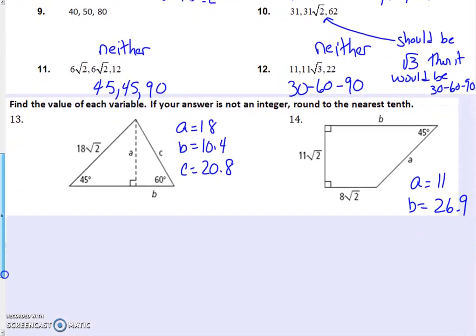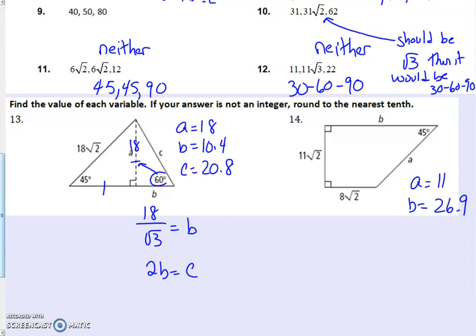All right, looking at the last two, problem number 13, you want to find A first. It is a 45, 45 right triangle, so you know that A has to be the 18 radical 2 divided by radical 2. And then if A is equal to 18, that's going to be using my hypotenuse 60-degree angle. And so I would take 18 divided by radical 3, and that's going to give me B. And then if I double B, 2B will be equal to C.